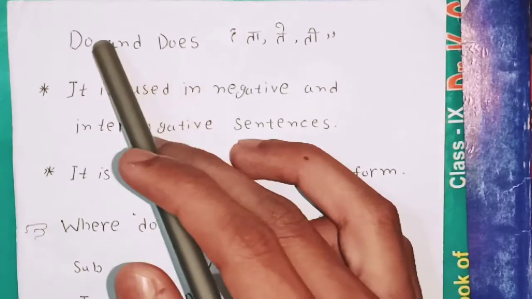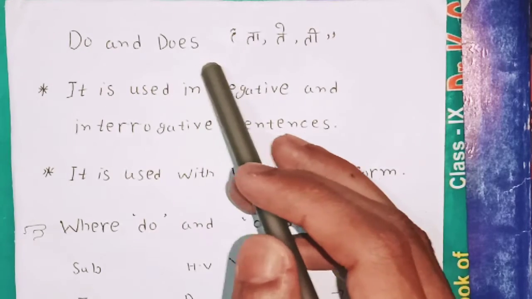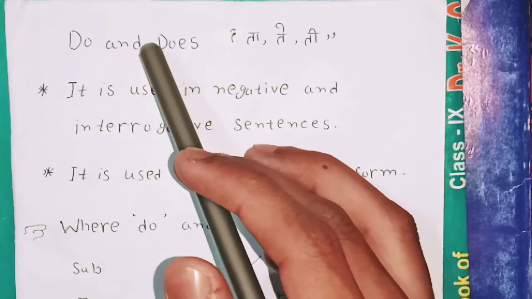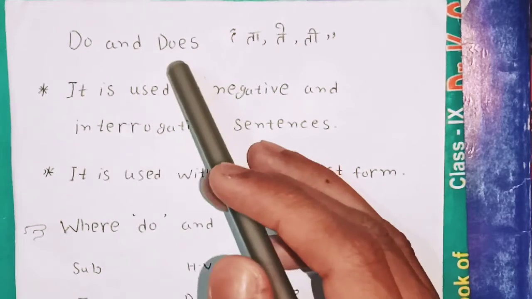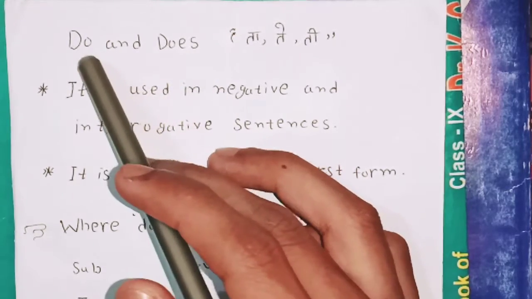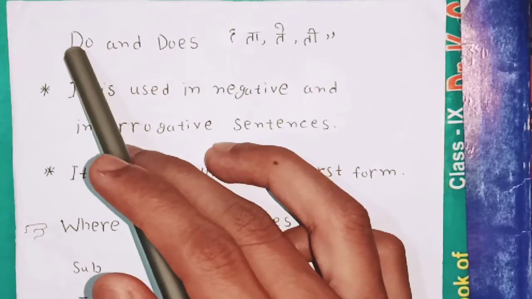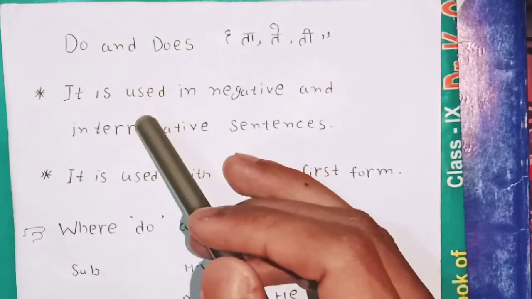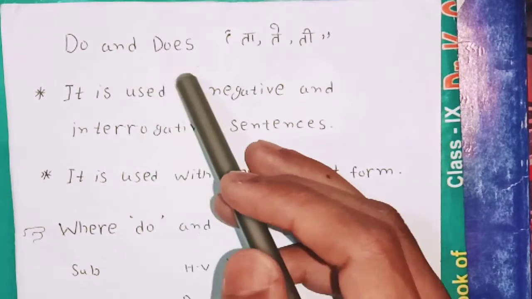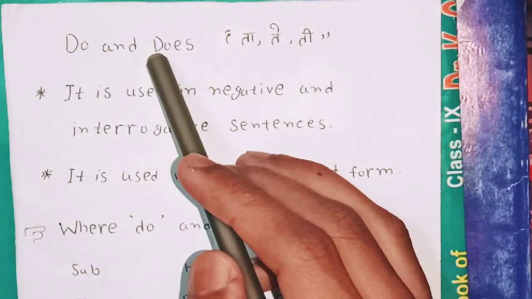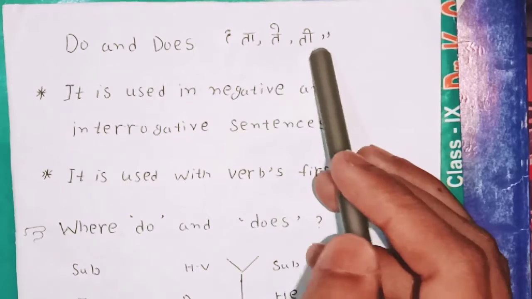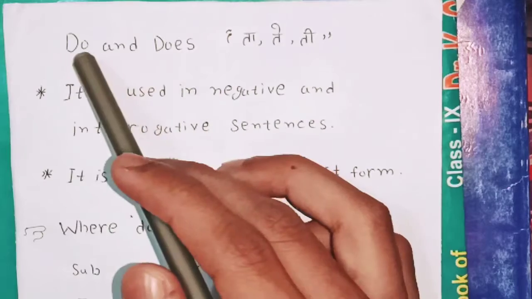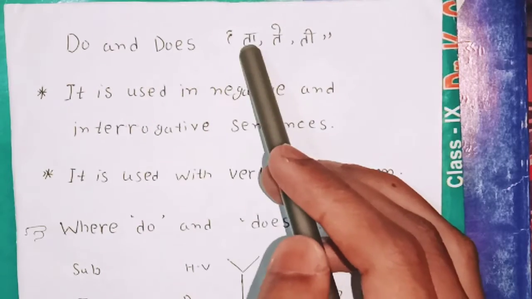In this video, we are going to learn present indefinite tense. Today we will understand how to use do and does. But before starting, I would like to tell that do and does are used in the sense of ta, te, ti.